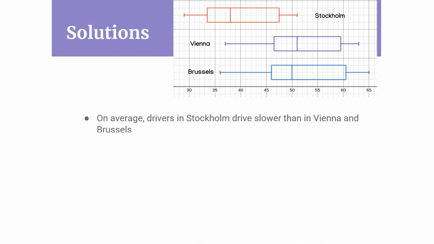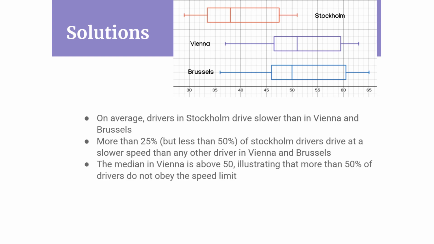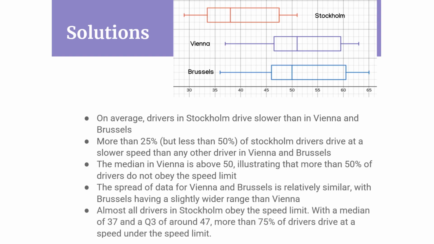So on average, drivers in Stockholm drive more slowly than those in Vienna and Brussels. We could also say that more than 25%, but less than 50% of Stockholm drivers drive at a slower speed than other drivers in Vienna and Brussels. The median in Vienna is above 50, illustrating more than half the drivers do not obey the speed limit. And the spread of data for Vienna and Brussels is relatively similar, with Brussels having a slightly wider range than Vienna. And almost all drivers in Stockholm obey the speed limit. With a median of 37 and a Q3 of around 47, more than 75% of drivers drive at a speed under the speed limit.